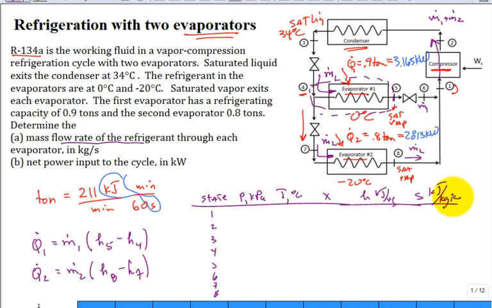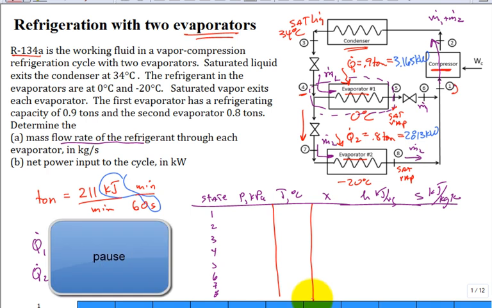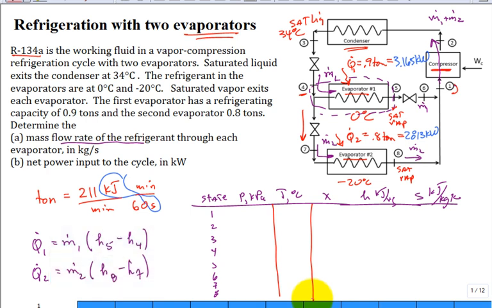So does this table make sense? What do you think is the easiest column to figure out at this point? Let's fill in the temperatures and the pressures for those pieces of information that are given to us in the problem. Oh, they tell me negative 20 degrees C. Where is that at? All right. So this temperature at 8 is my saturated vapor. That's negative 20. The temperature at 5 is 0 degrees C. And my temperature at state 3 is 34.